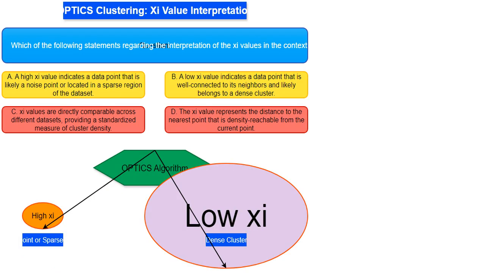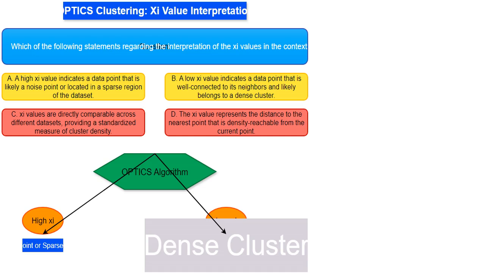A low Xi value indicates that a data point is surrounded by many close neighbors, similar to a dense forest where trees are clustered together. A low Xi value means a data point is surrounded by closely connected neighbors.